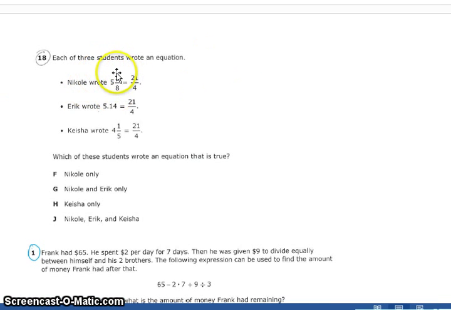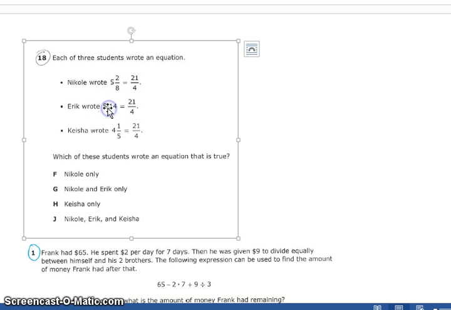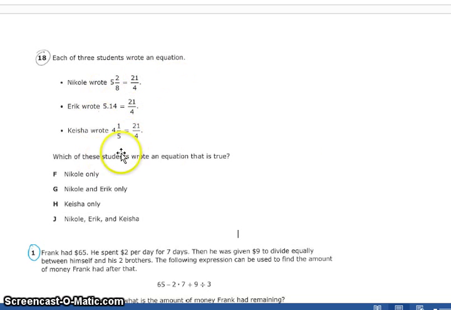Alright, once you've done that and converted them to decimals, write them out so that you can see whether they're equivalent or not. So you'll convert 5 2/8 and 21 over 4 both into decimals. This is already a decimal, so it doesn't need anything, but this one needs to be turned into a decimal. Once you've determined which ones are equivalent, you can go ahead and select your answer. F, Nicole only, G, Nicole and Eric only, H, Keisha only, or J, Nicole, Eric, and Keisha.